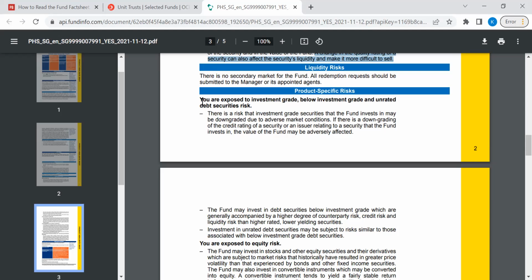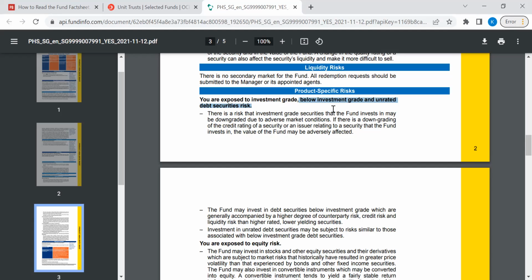Okay, product specific risk. You are exposed to investment grade, below investment grade, and unrated debt security risk, right? So investment grade are higher quality bonds. Think of maybe Singapore government bond, US government bond, and maybe corporate bonds from companies that have a very good, strong financial standing, maybe like Google. So these are called investment grade bonds, but anything less than that might be below investment grade or unrated debt security. But why do people want to invest in more risky bonds? Because more risky bonds have higher interest yield.